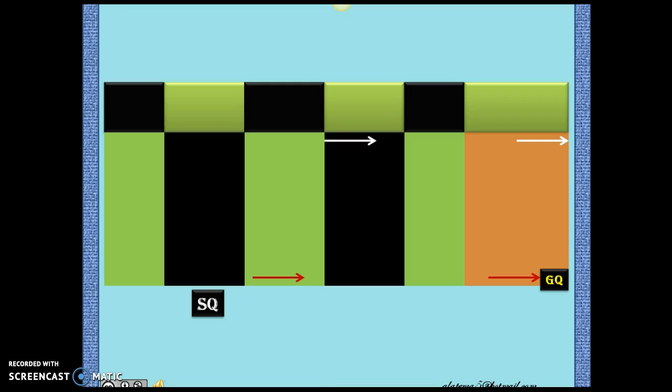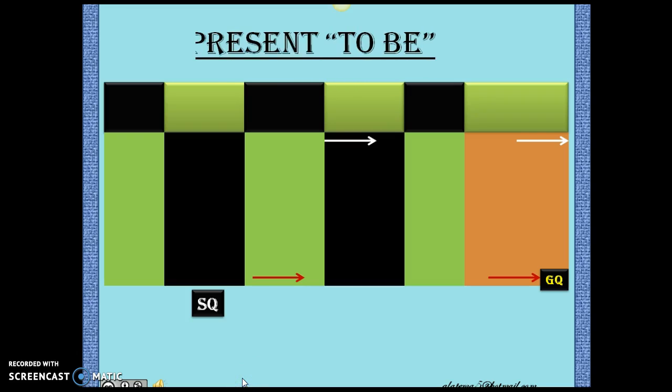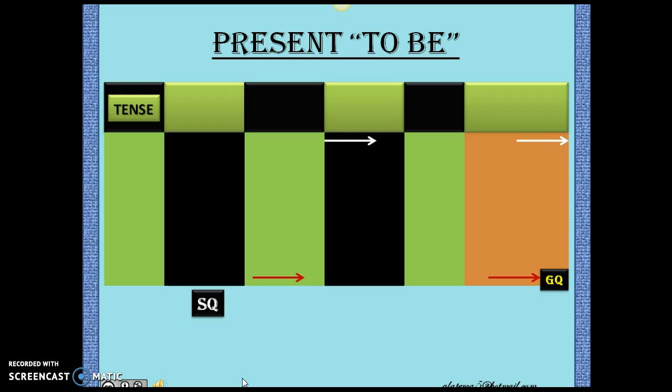First of all, in this chart, we are going to see the tense. In this case, it is the present with the verb to be. The other 5 items that are going to be here are the order that we have to consider when we write a sentence in affirmative, in interrogative, or in negative form. And we are also going to see the specific and the general questions.